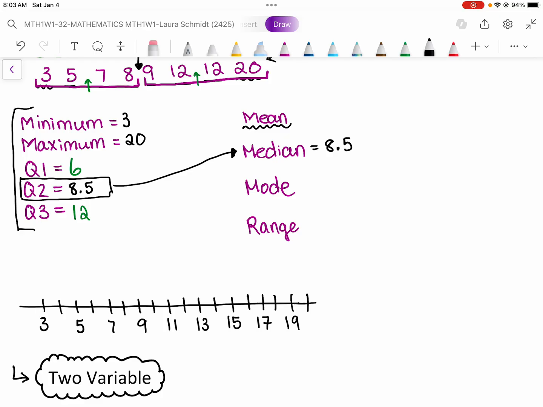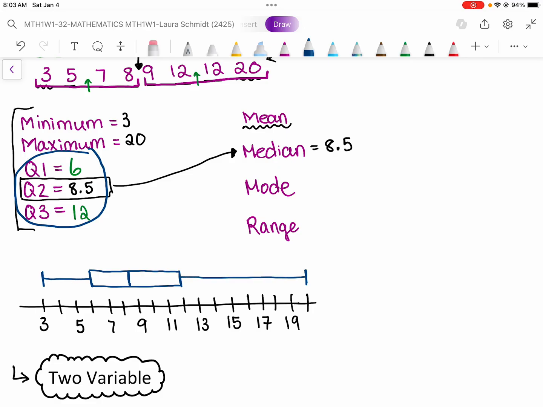And then I'm just going to put a vertical line at all of these numbers. So 3, 20, 6, 8.5, 12. And around Q1, Q2, and Q3, I'm going to enclose them in a box. And then I'm just going to attach a little whisker to my min and my max. And that's what a box plot looks like. So that's your minimum, that's your Q1, that's Q2, that's Q3, and that's your maximum.